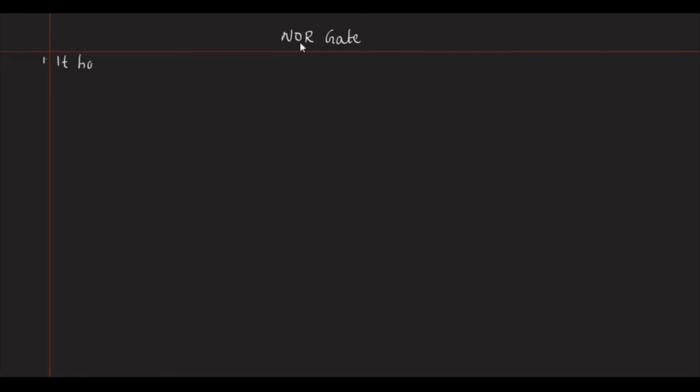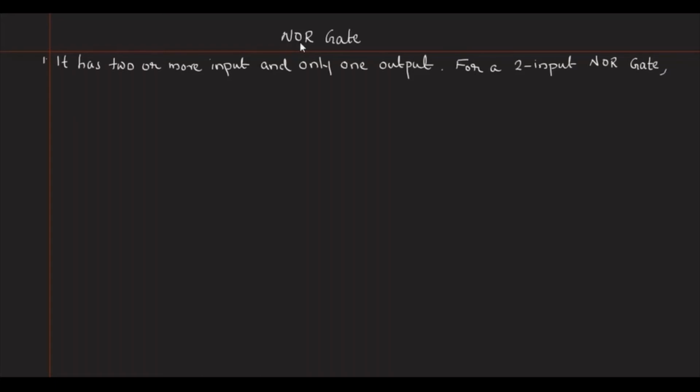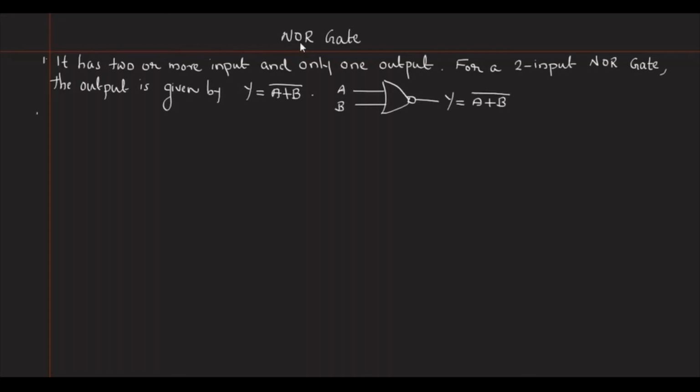Next is NOR gate. What is a NOR gate? A NOR gate has 2 or more inputs and only one output. Now for a 2 input NOR gate, the output is given by Y equal to A plus B whole complement. This is the standard symbol of a NOR gate. If we have 2 inputs A and B, the output will be Y equal to A plus B whole complement.